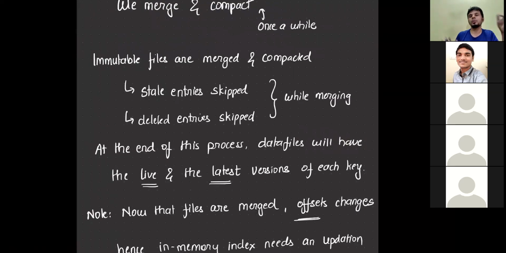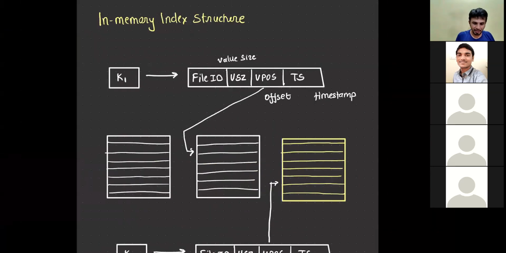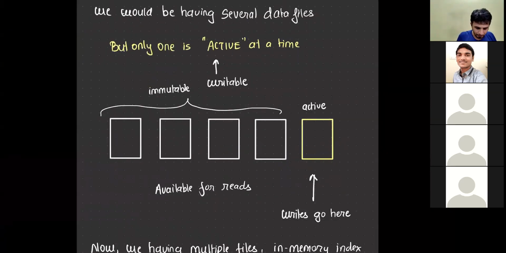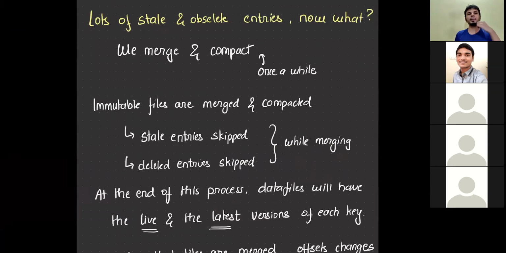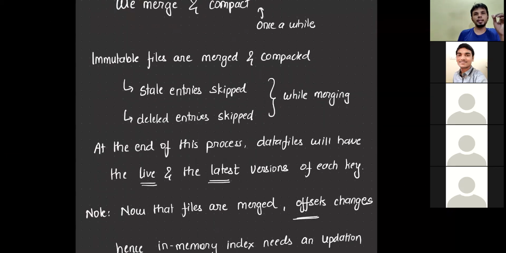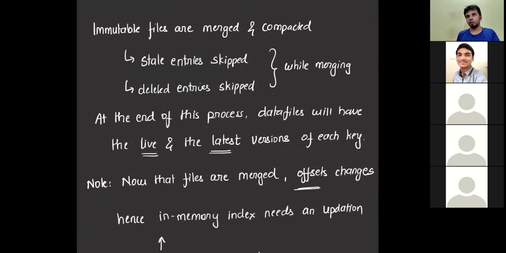So we typically use merge and compaction. We merge all the immutable files into one. So once in a while, we'll have a job where we are merging all of these files into one, right? So that we save space. And this is something that becomes very critical. So we do merge and compaction once in a while. It could be once every 30 minutes, once every hour, depending on the throughput that you are serving.